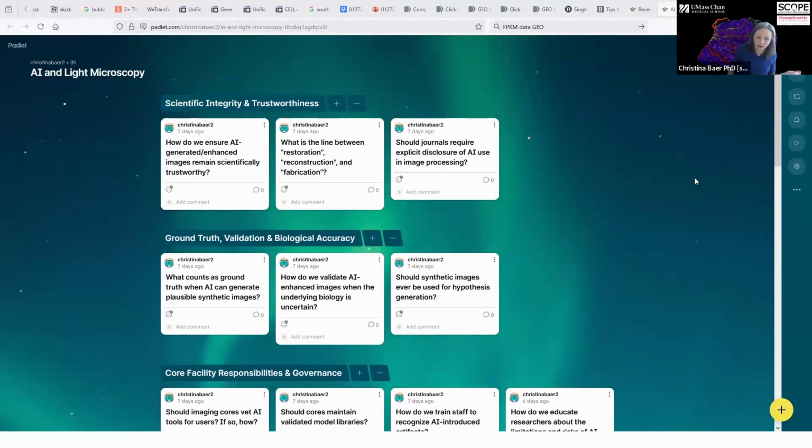So with that, I'm going to turn to this first topic of scientific integrity and trustworthiness. And I think we can, kind of grab bag, take a stab at any of these questions, but maybe we'd start with how do we ensure AI generated or enhanced images remain scientifically trustworthy? Doug and Bill, do either of you have a thought? Want to kick us off with that?